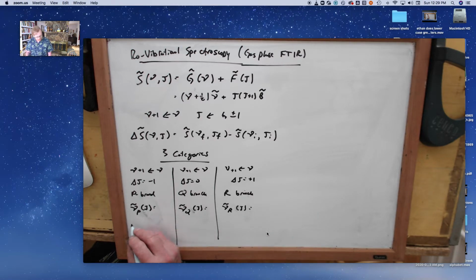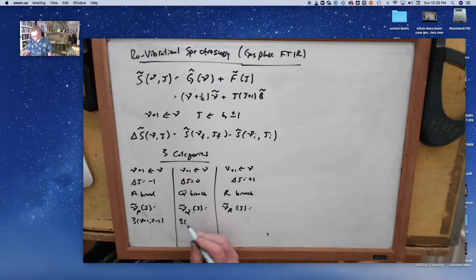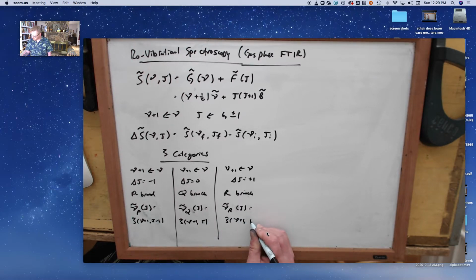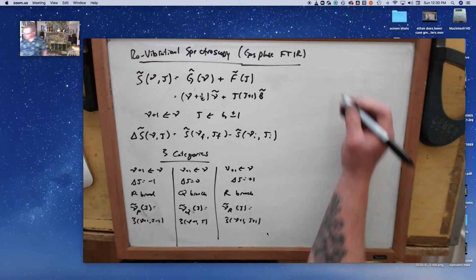So for example, this would be the function of s, and it would go nu +1 and j -1, for example. So this function right here, right? And so this would be nu +1 and just j, and this one would be nu +1 and j +1. Okay? So when we do that, we get the following. I'll write them up here.